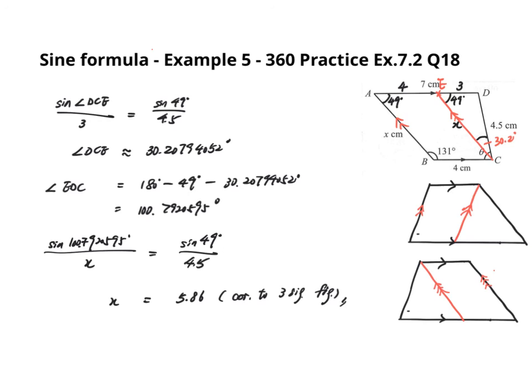Next, we are going to find theta. Because angle BAE and angle BCE are opposite angles in this parallelogram, angle BCE is equal to 49 degrees. So theta is equal to 49 degrees plus 30.20794052 degrees. Correct to 3 significant figures, it is 79.2 degrees.